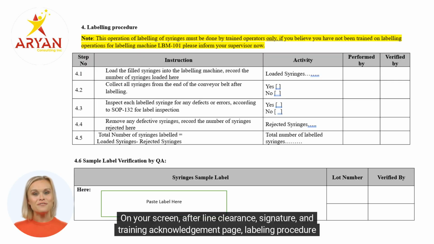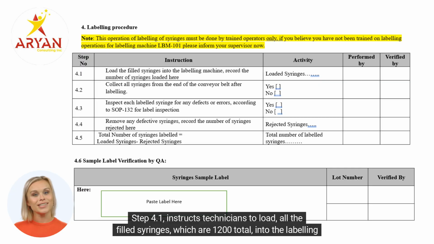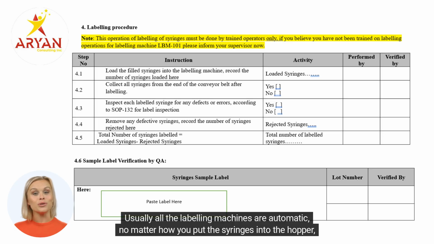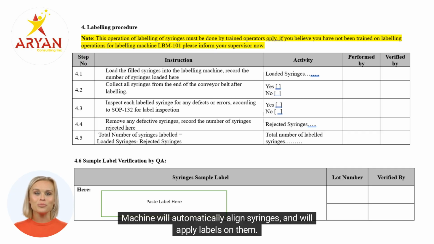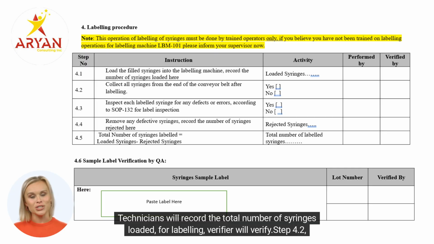On your screen, after line clearance, signature, and training acknowledgement page, the labeling procedure module begins. Step 4.1 instructs technicians to load all the filled syringes, which are 1,200 total, into the labeling machine. Usually all the labeling machines are automatic, no matter how you put the syringes into the hopper of the machine. The machine will automatically align syringes and will apply labels on them. Technicians will record the total number of syringes loaded for labeling; the verifier will verify.